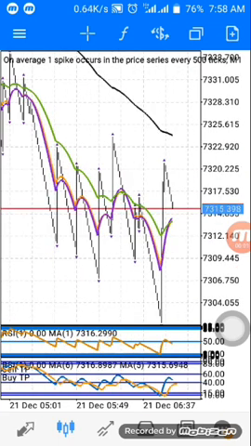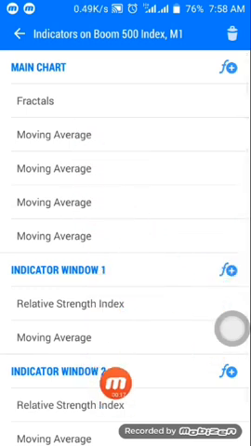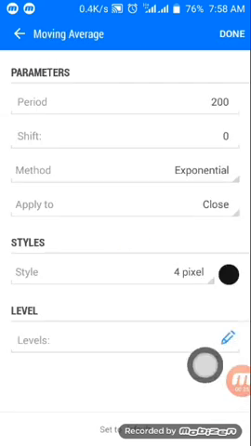The main chart here will have the MA. We are discussing this one from the last video of our excellent strategy. Now this is what we are discussing today. For the first one, we have the 200 moving average. Shift is 0. Exponential is the method applied to close, and the pixel I choose is black. You can choose any color of your choice, and you click on done.